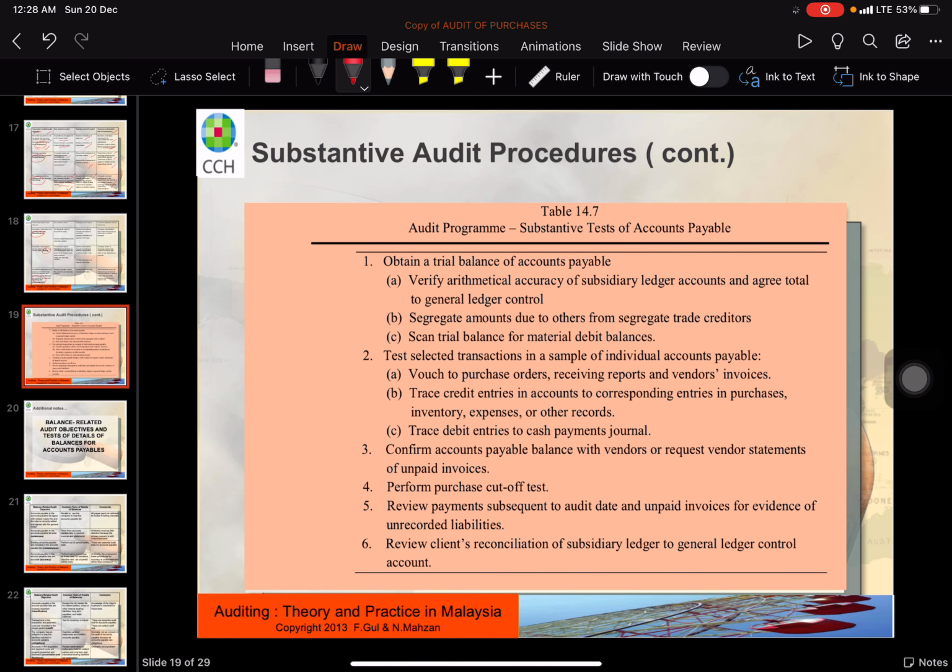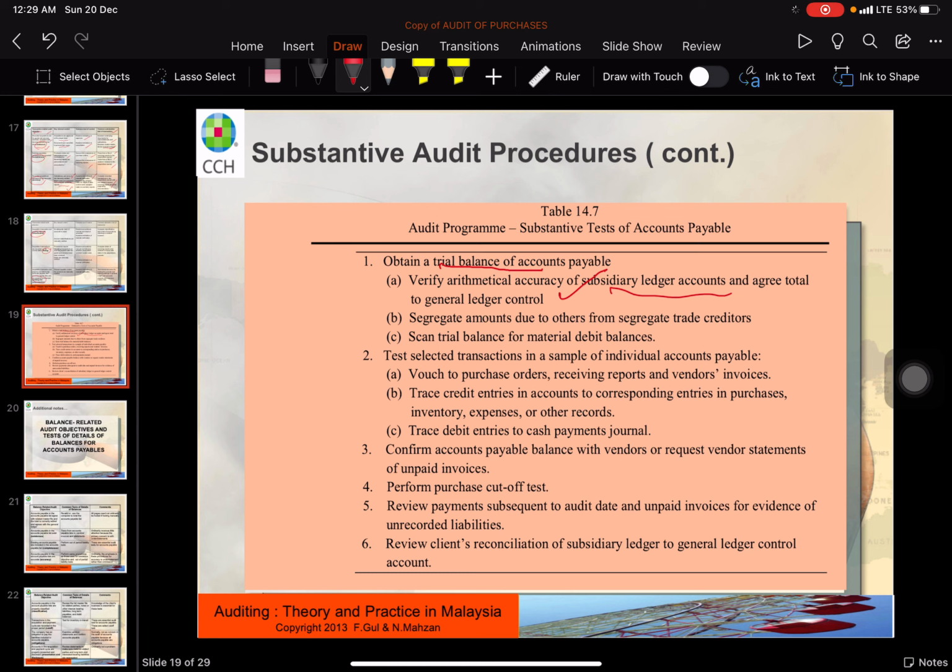Alright, so this is for the substantive audit procedures. What you have to do is, for example, obtain a trial balance. After we get the trial balance, we check the arithmetical accuracy of the subsidiary ledger, and make sure that the subsidiary ledger agrees with the trial balance that they give to us.